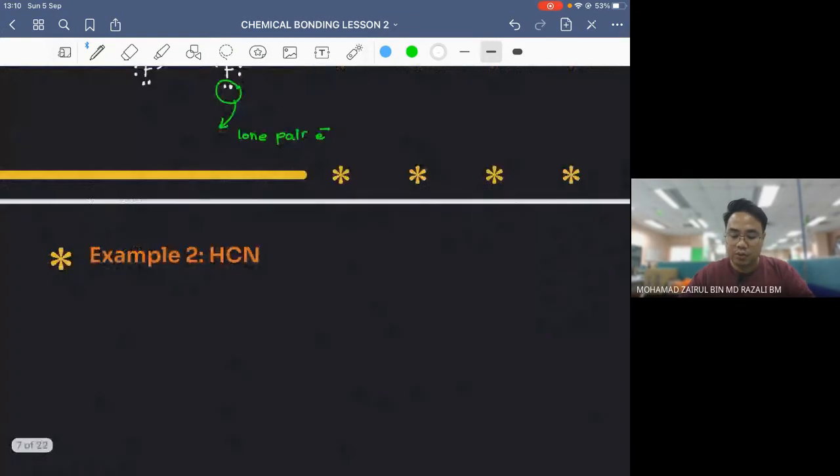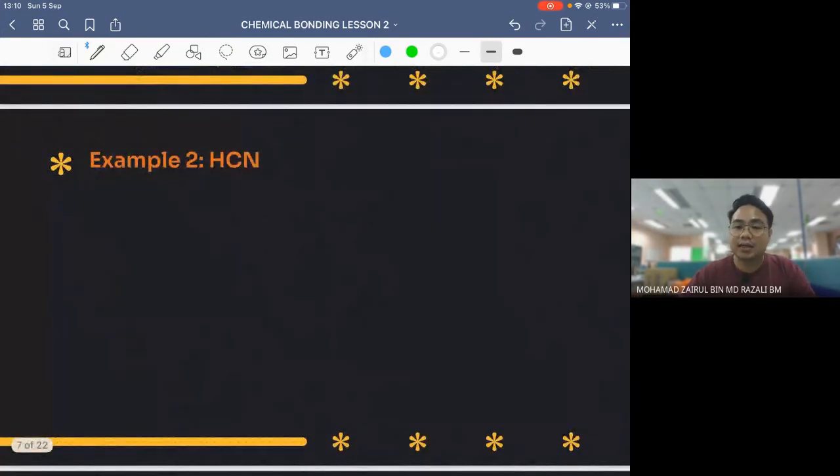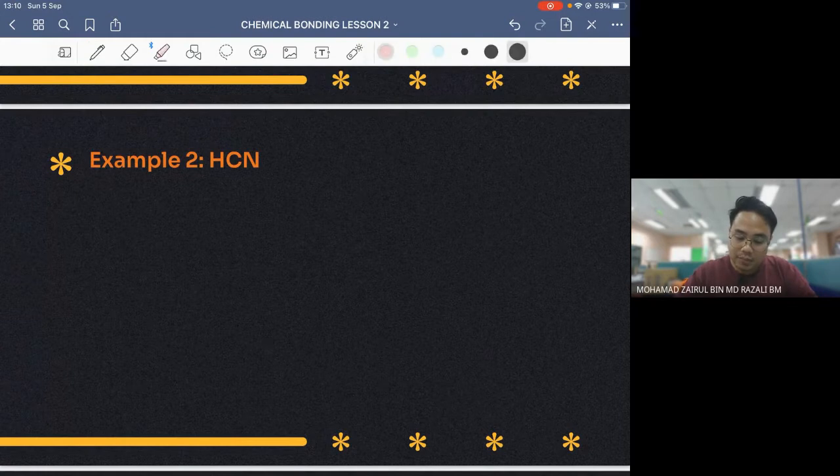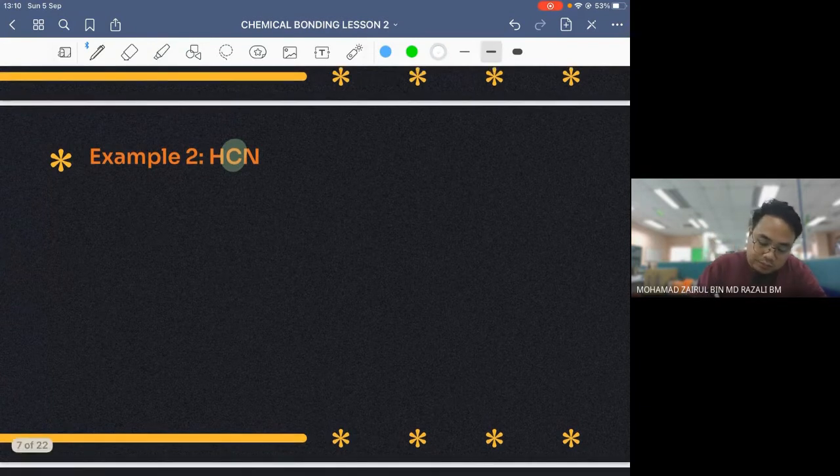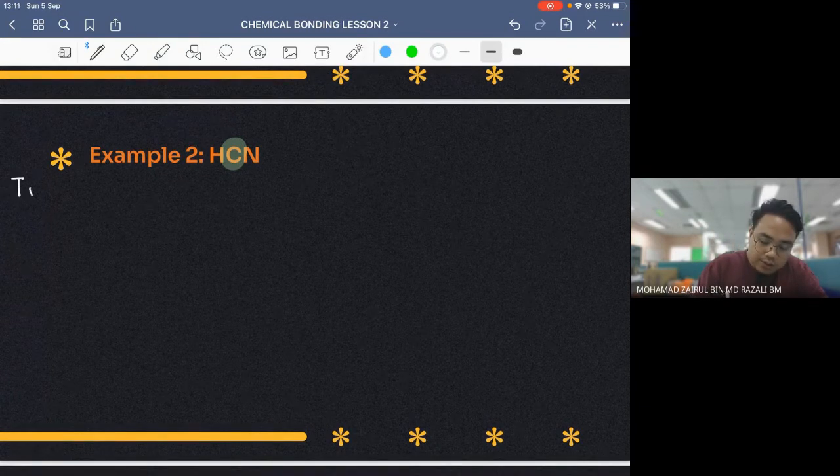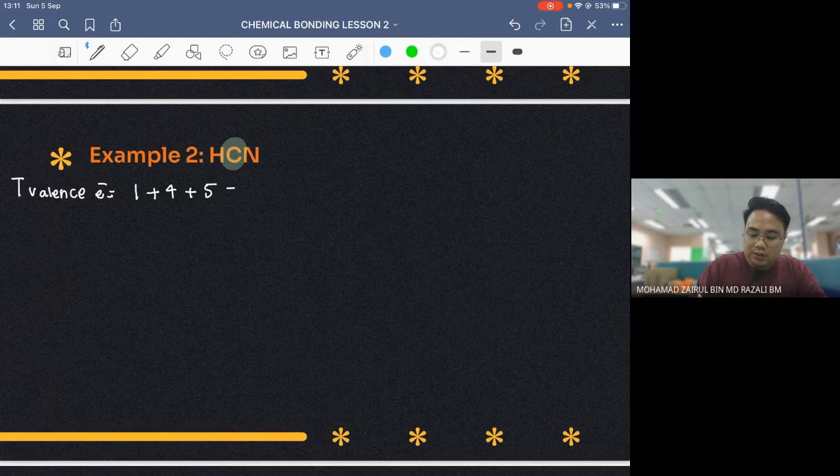Okay, example 2. Okay, we try to draw for HCN. So the first step, we need to determine the central atom. So if you look at the periodic table, you can see that the carbon will become the central atom because the carbon is more electropositive. Okay, so next we calculate the total valence electron. Hydrogen only has 1 valence electron, carbon will have 4, nitrogen will have 5. So the total valence electron is equal to 10 electrons.